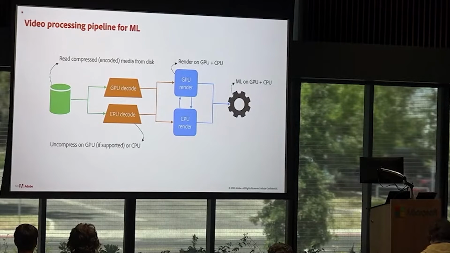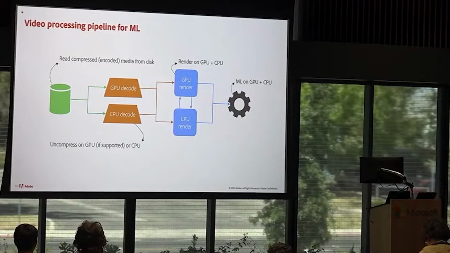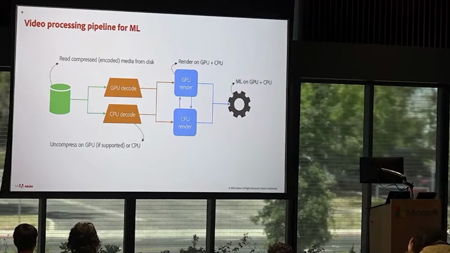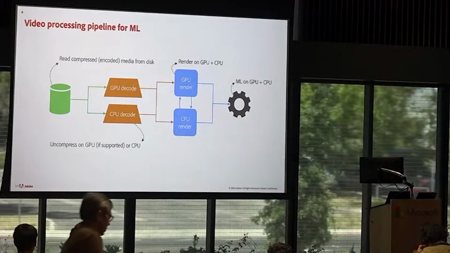Next, we'll move on to the render portion of our pipeline, where we'll use a combination of GPU and CPU rendering in order to produce a frame for our machine learning engine. Finally, we move on to the machine learning portion of our pipeline, where we take that frame and run it through our inference pipeline, running on both the GPU and the CPU.